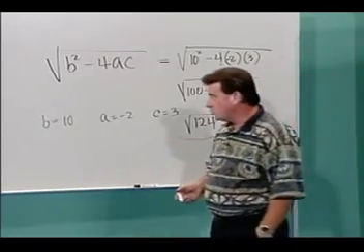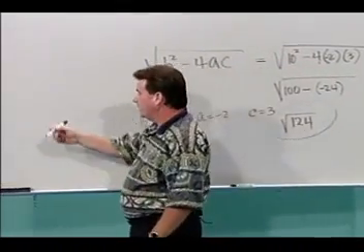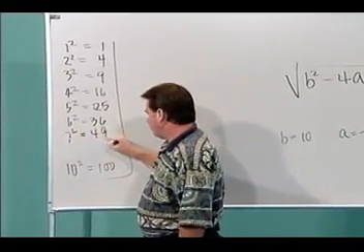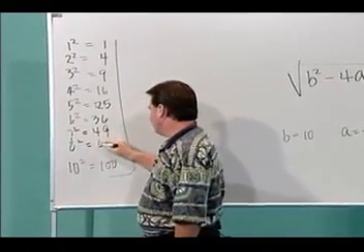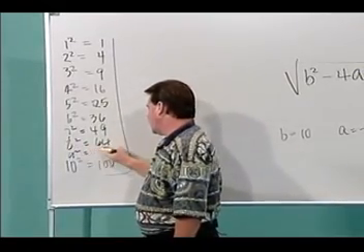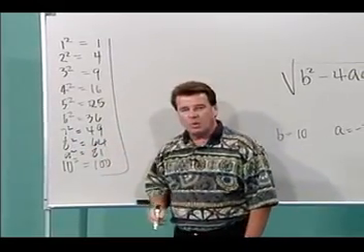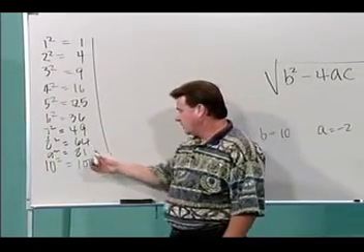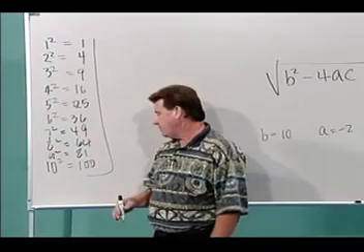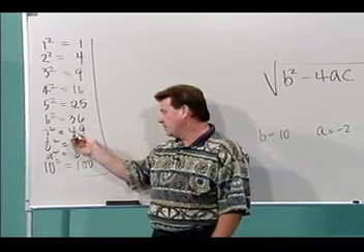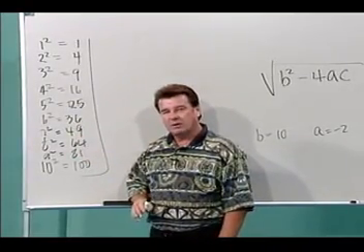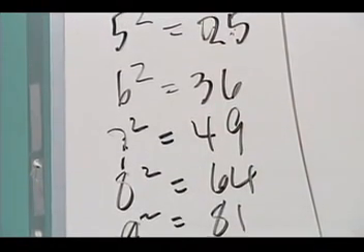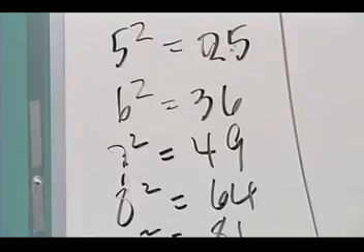Let's go back to our perfect squares. 7 squared is 49, 8 squared is 64, 9 squared is 81. Now, does 81 go into 124? The answer is no. Does 64 go into 124? I don't think so. Does 49 go into 124? I don't think so. Does 36 go into 124? And you're going, gee whiz, I don't know.